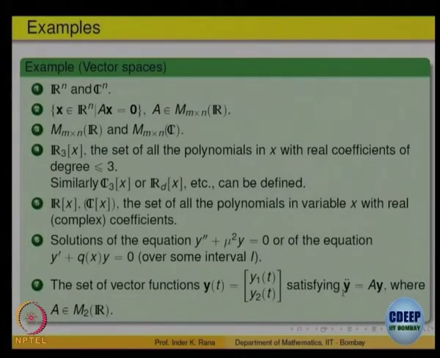What is y dot dot? That is equal to the second derivative of y1 and the second derivative of y2. So, that is the notation, and that is equal to Ay. So, solutions of this also will form a vector space. That is one of the reasons why these abstract vector spaces are important, because they find applications in the study of differential equations. So, these are some of the examples.